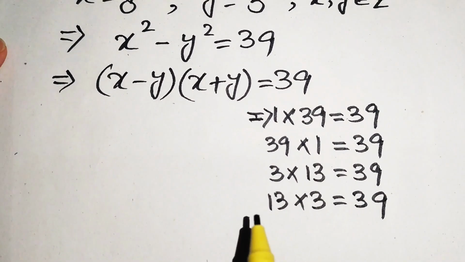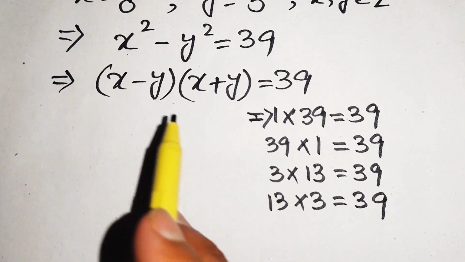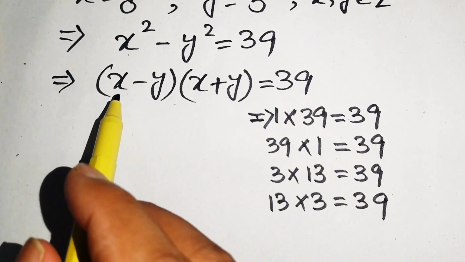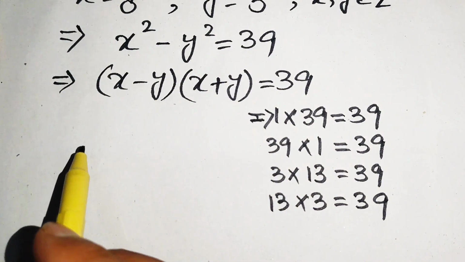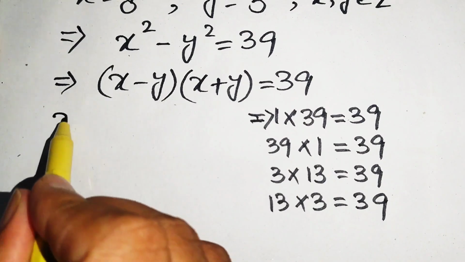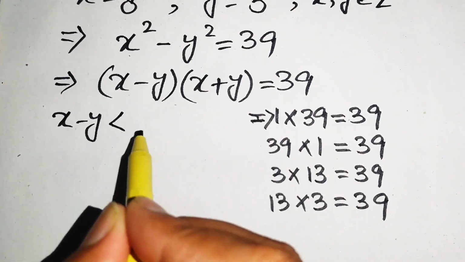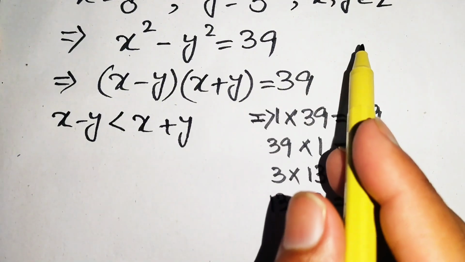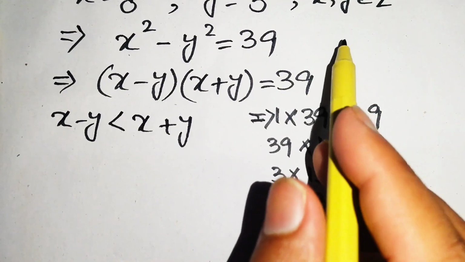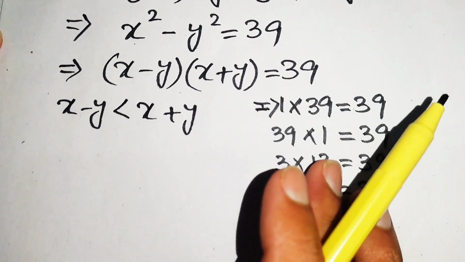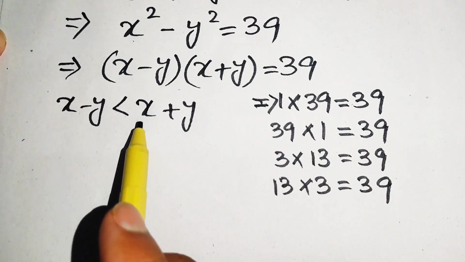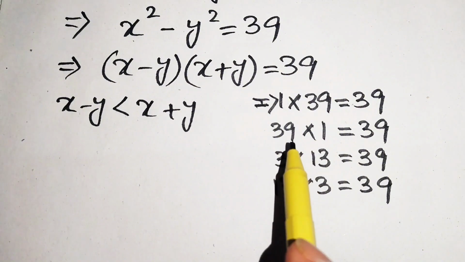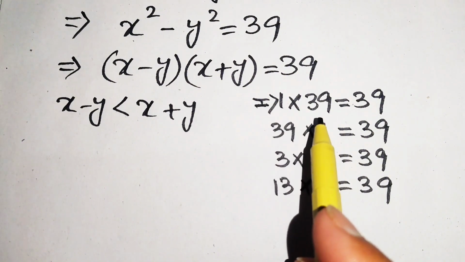Now first we check which possibilities are true for this condition. If you relate these two pairs, we clearly say that x minus y is always less than x plus y if our x and y are positive integers. Then in the positive integer case, we clearly say that the first factor is less than the second factor. So we choose those pairs of values in which the first value is less than the second value.